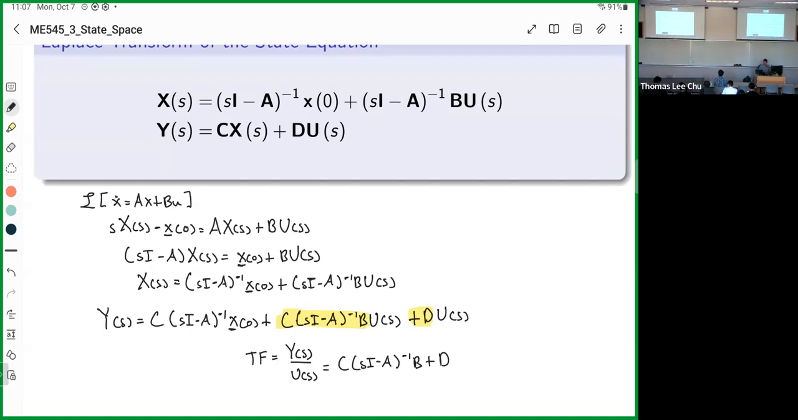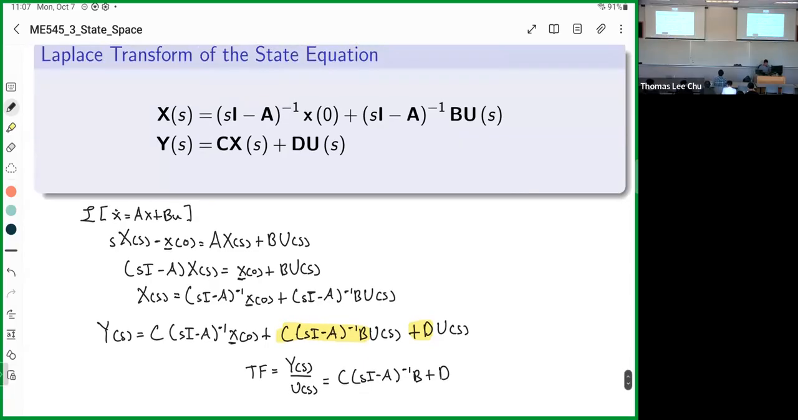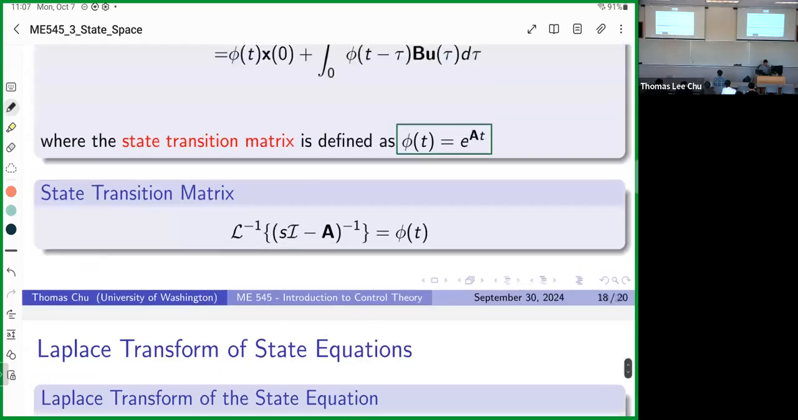Are there any questions on state space? Someone raise a hand. Yeah. Yeah, I have a question. So the Laplace transform state equation that we just went over, I guess there's probably some relation to the time domain solution. Did we go over that as well, or no?